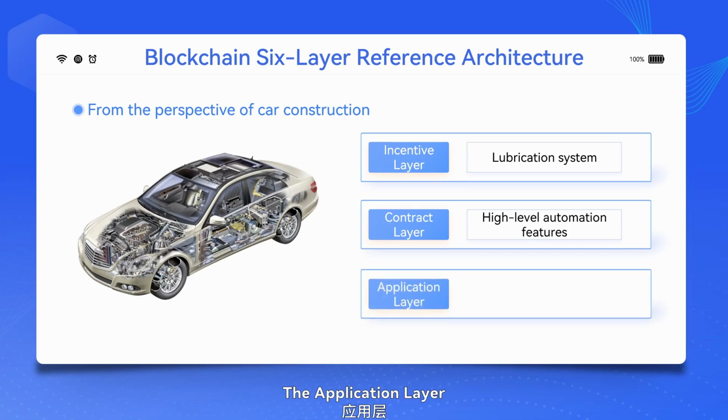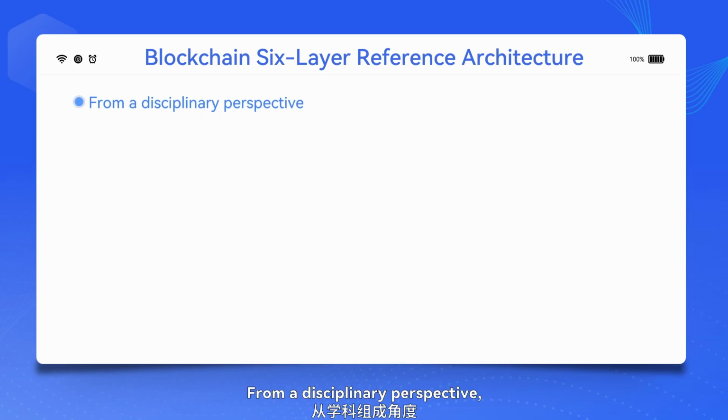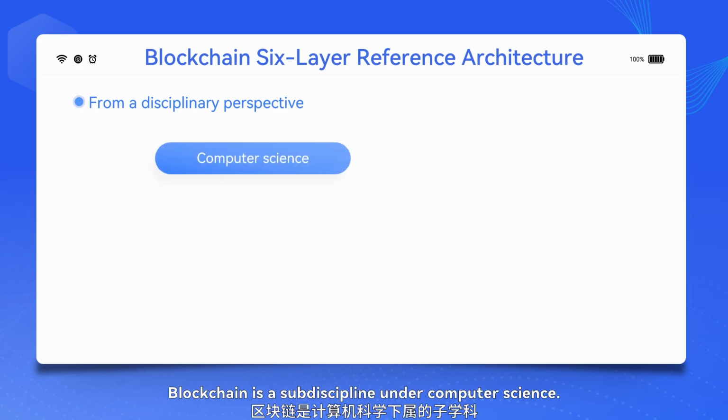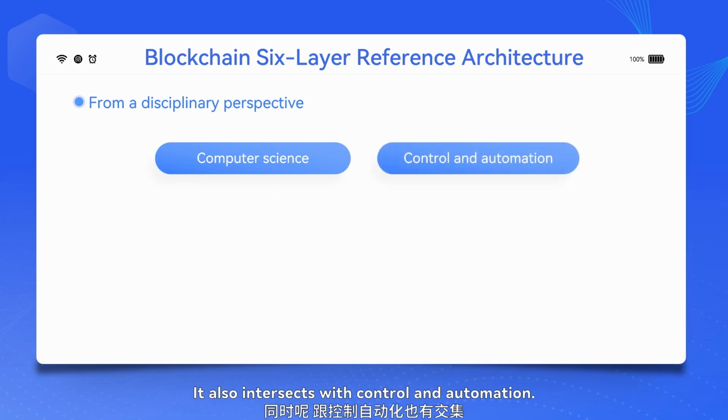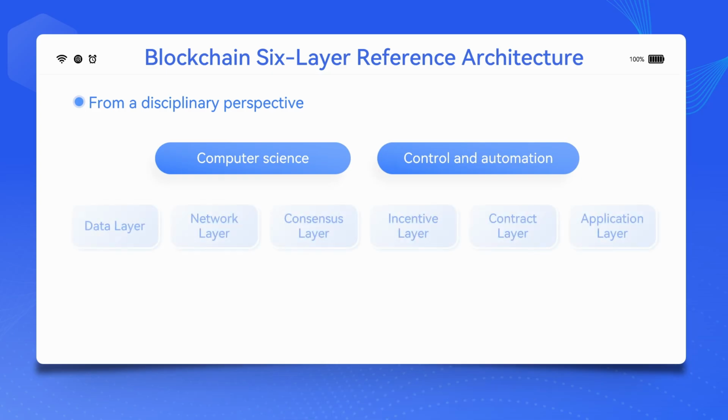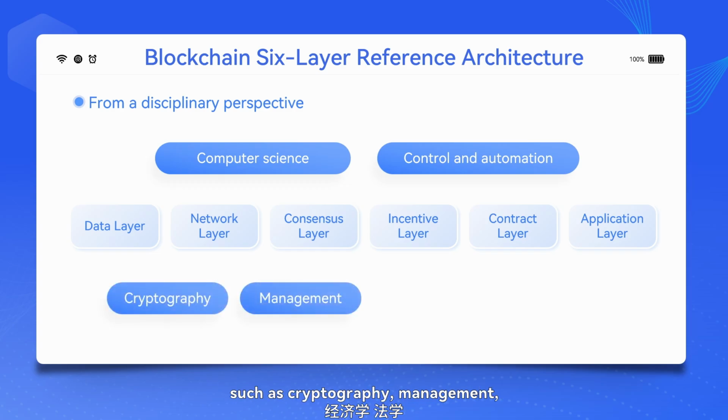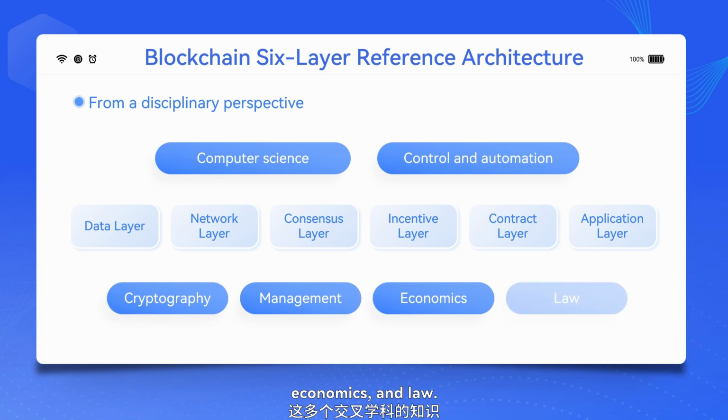The application layer refers to the use case of the car, including scenarios such as off-roading, highway driving, high-speed performance, and more. From a disciplinary perspective, we can analyze these layers further. Blockchain is a sub-discipline under computer science. It also intersects with control and automation. It mainly involves knowledge from multiple interdisciplinary fields, such as cryptography, management, economics, and law.